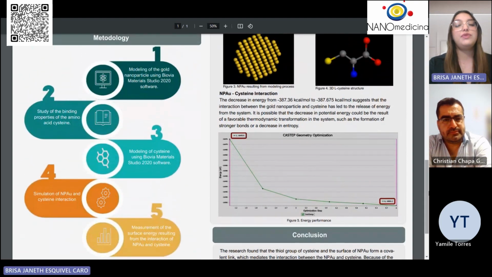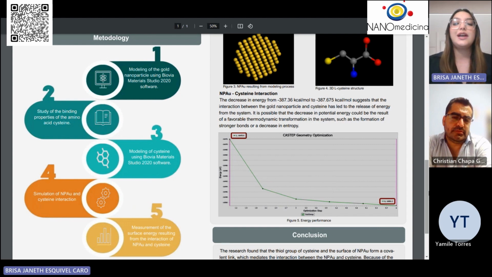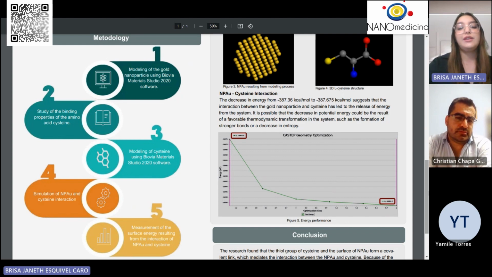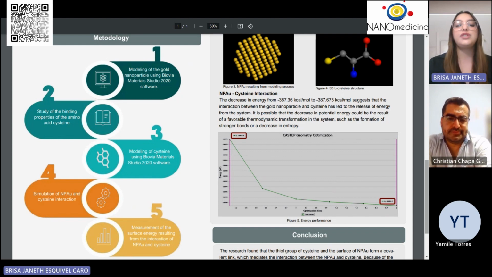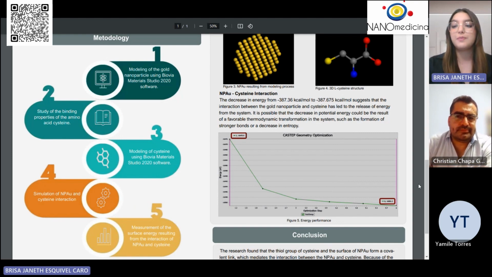The methodology for this project consists of 5 parts. Number 1, modeling of the gold nanoparticle using Biomaterial Studio 2020 software, followed by the study of the binding properties of the amino acid cysteine. Then, modeling the cysteine using Biomaterial Studio 2020 software, followed by simulation of the gold nanoparticle and cysteine interaction, and finally the measurement of the surface energy resulting from the interaction of the gold nanoparticle and the cysteine.